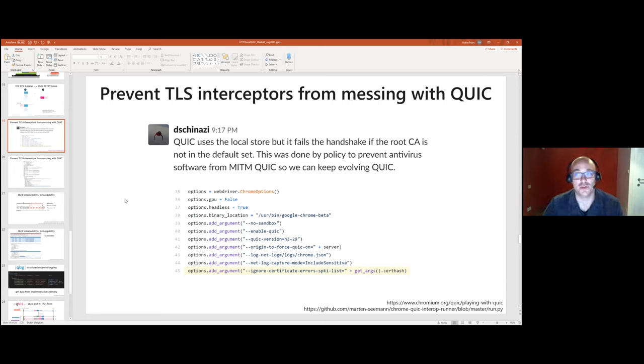Chrome will just refuse to do QUIC or complete the QUIC handshake. I know this sounds bad, right? But the thing is, this is for now. There is no reason to assume, or they haven't made a strong commitment, that they will always keep on doing this, right? They might change in the future. But especially for now, yeah, I see this as a big problem.